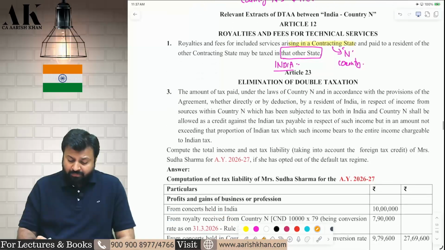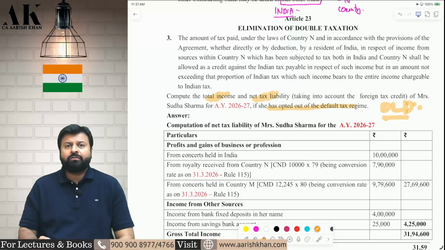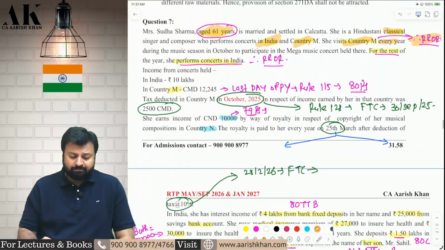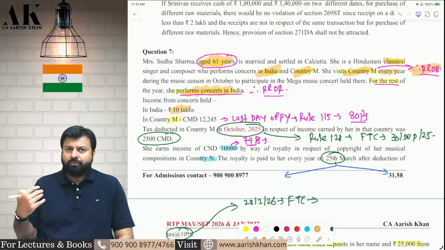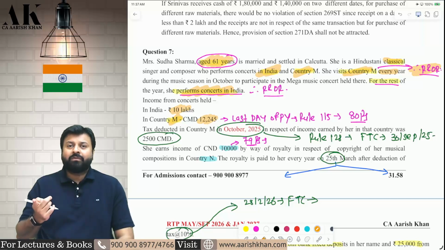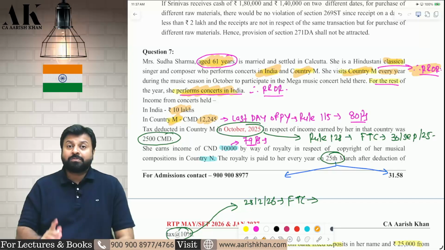Now, which regime is she following? Let's try to understand. We need to compute total income and net tax liability. If she has opted out of the default regime, it means she is following the old regime. We need to follow the old regime for her. Now, let's try to compute the total income of Miss Sudha. Which all income is Sudha earning? First of all, she is performing some concerts in India. 10 lakh rupees she is earning. You will put this in PGBP. Then another 12,245 from a concert she is earning in country M. So you will convert that into rupees as per TTBR on the last day of the financial year, as per Rule 115.